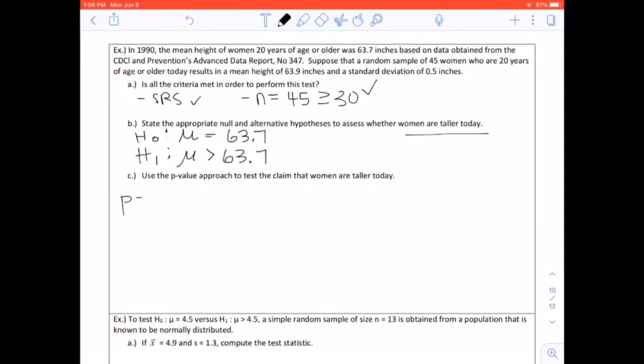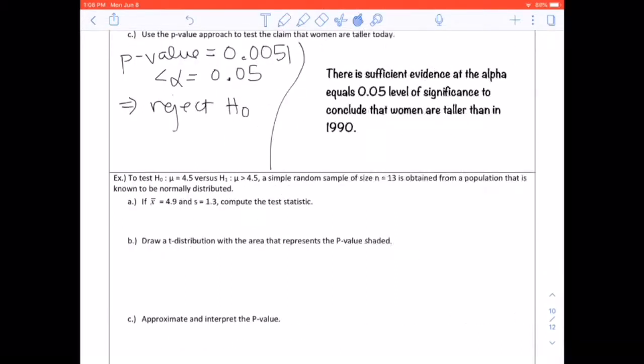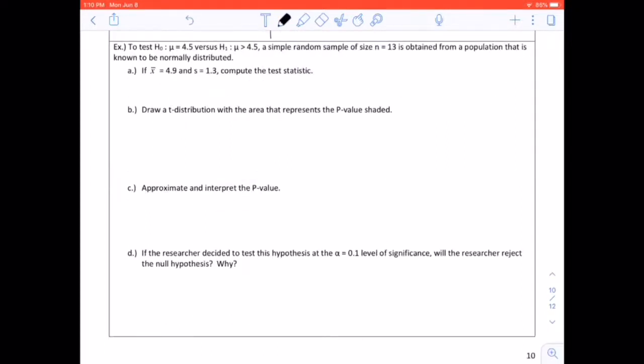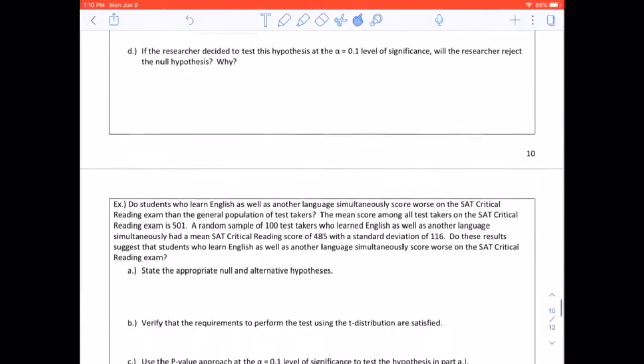From the calculator, we get the p-value is equal to 0.0051, which is less than alpha. Alpha is equal to 0.05, and this means that we are going to reject H naught. So in conclusion, there is sufficient evidence at the alpha equals 0.05 level of significance to conclude that women are taller than in 1990. The next example that we have, we will go ahead and circle, and we will look at that one together in class.